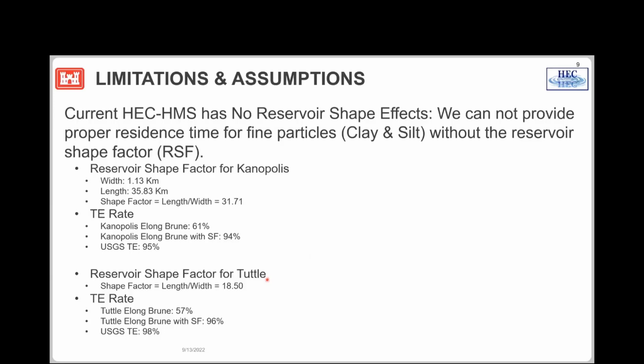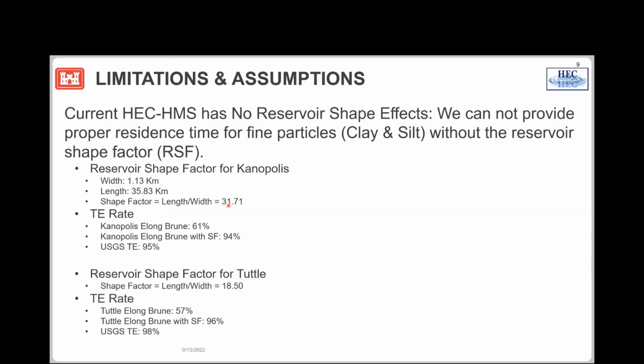For example, we tested two cases. Kanopolis Lake is a kind of long shape. Average width, I just measured from the aerial photo, is 1.13 kilometers. Average length is about 35.8 kilometers. And then I generated a simple shape factor, length divided by width. That means it's about 32.